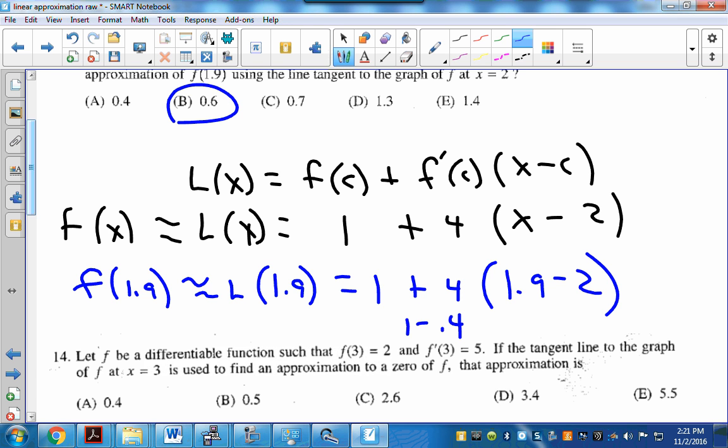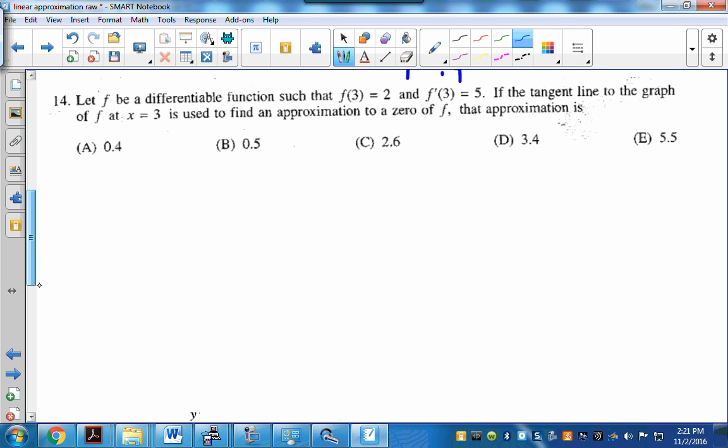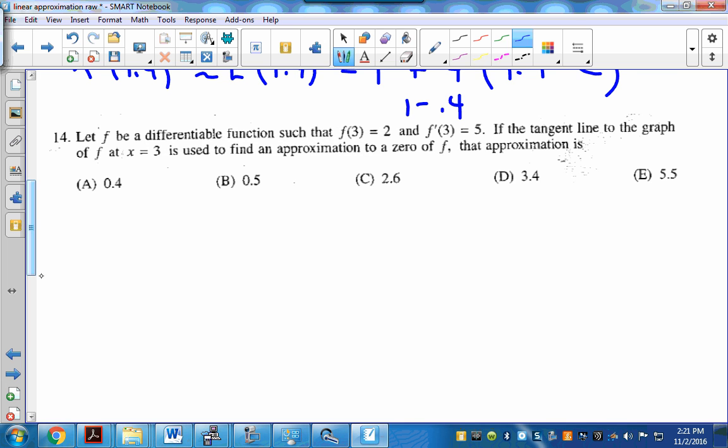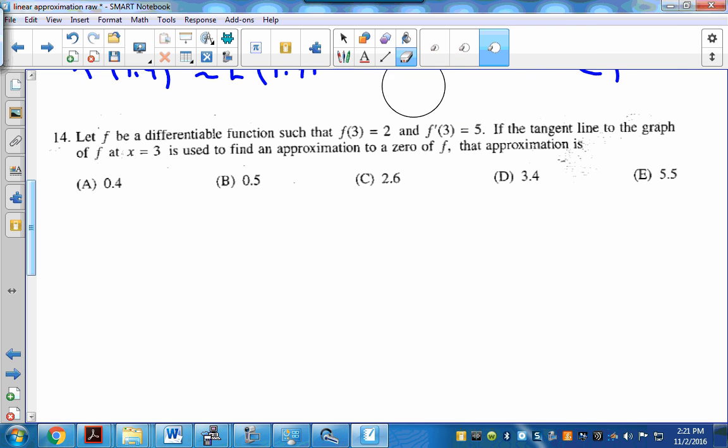Okay. Here's another one. I dug through some old tests and just found some questions. F is a differentiable function. It tells you f of 3 is 2. It tells you f prime of 3 is 5. If the tangent line to the graph of f at 3 is used to find an approximation for a 0, then that approximation is one of these guys. So again, the function's about the same as the line.